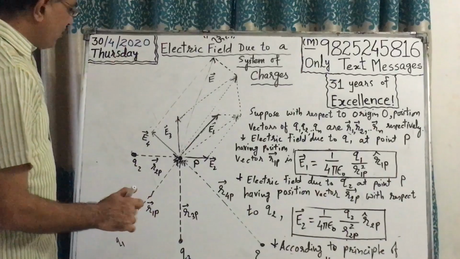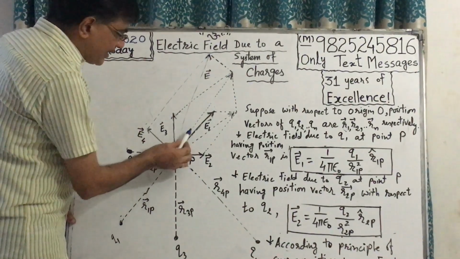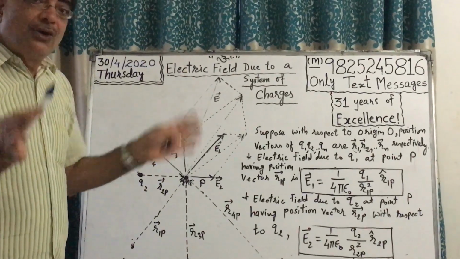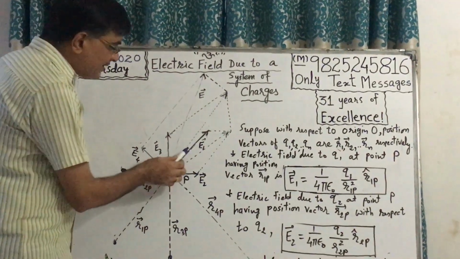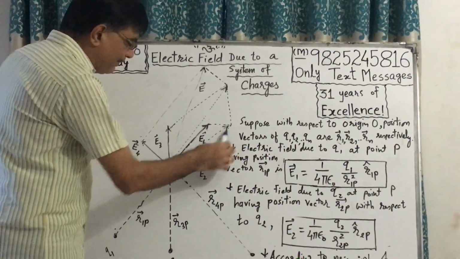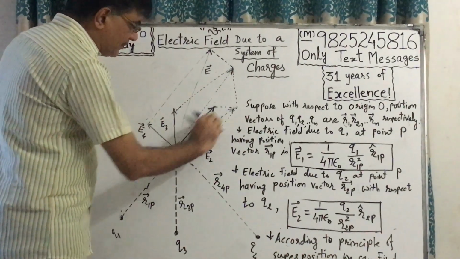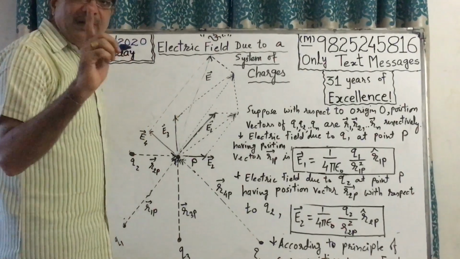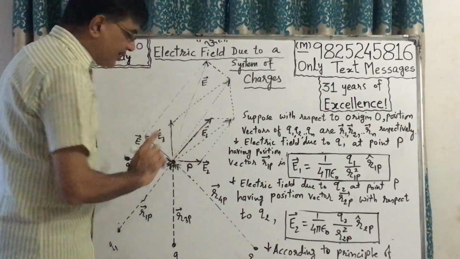And now first of all, what will we do? We will add these two. One by one, step by step, we will add all vectors. So first of all, add E1 and E2. Draw a parallelogram, a line parallel to this, a line parallel to this. This is the diagonal. This gives the resultant vector of vector E1 and vector E2.